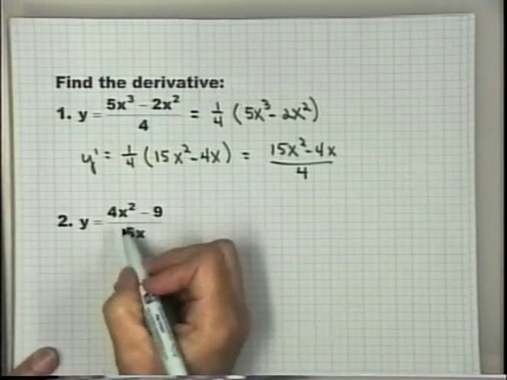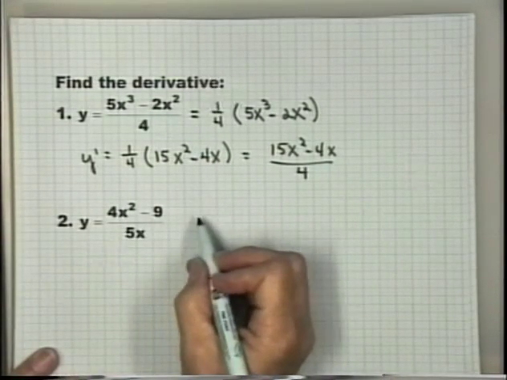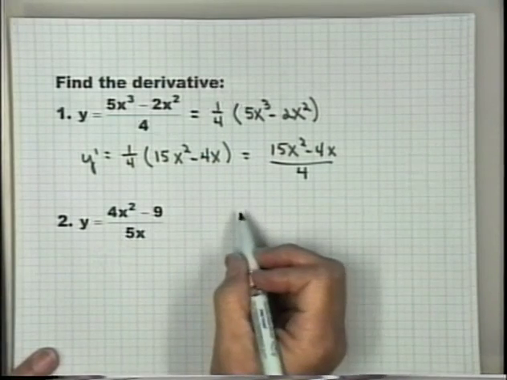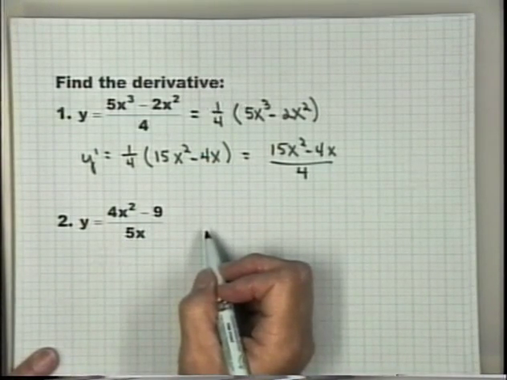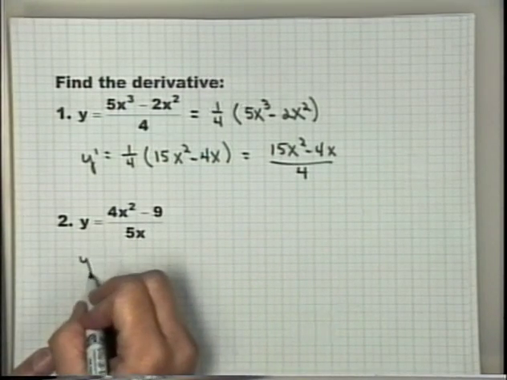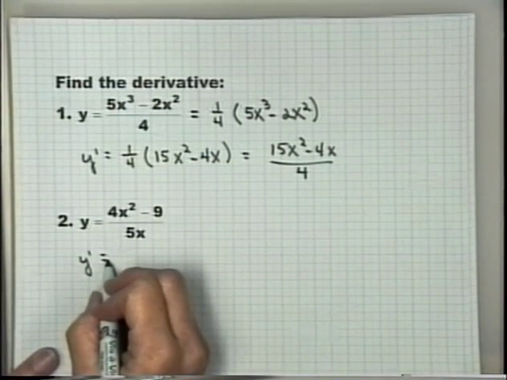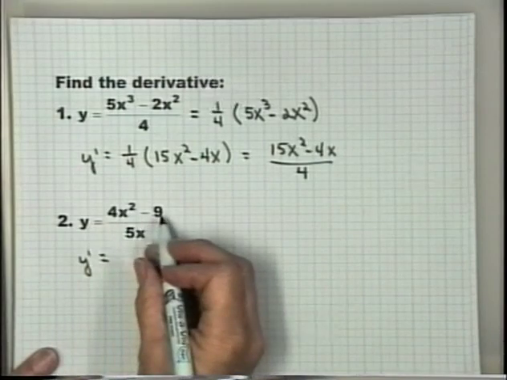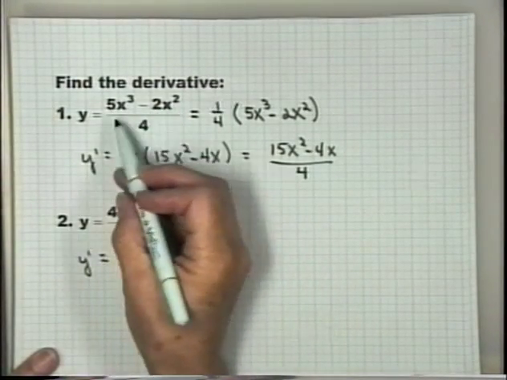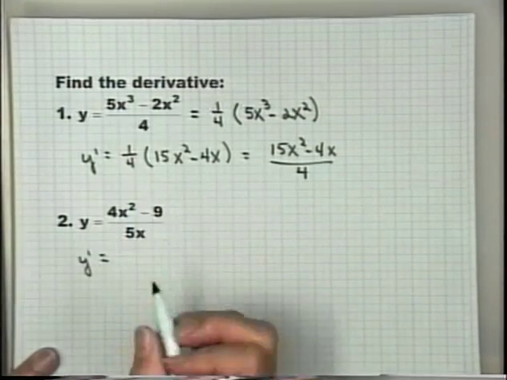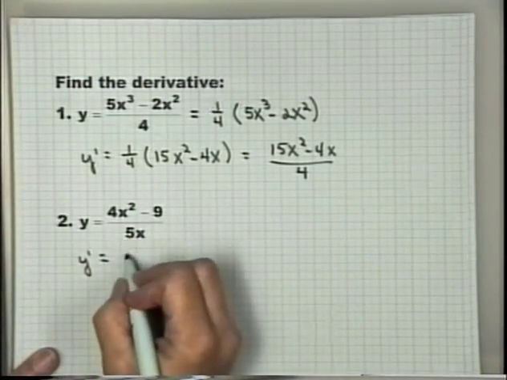Now the difference is, even if I wrote this as 1 over 5x times the quantity 4x squared minus 9, I would not have a constant, would I? On this one, the most efficient way is to use the quotient rule, since I have a function divided by a function instead of a function divided by a constant. That's the difference. Here we're going to use the quotient rule.